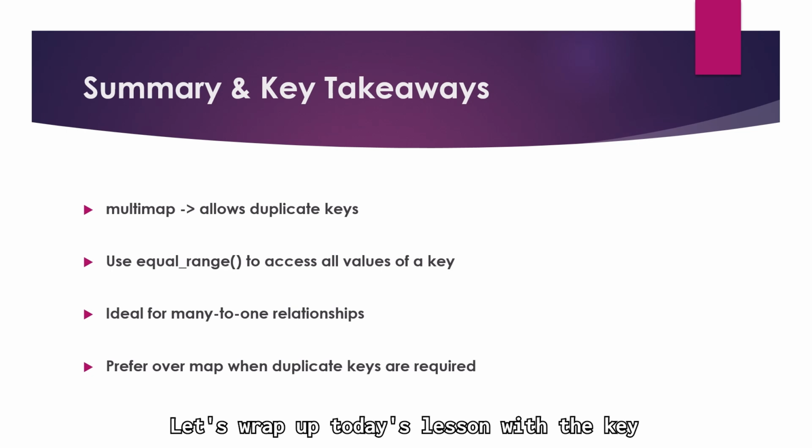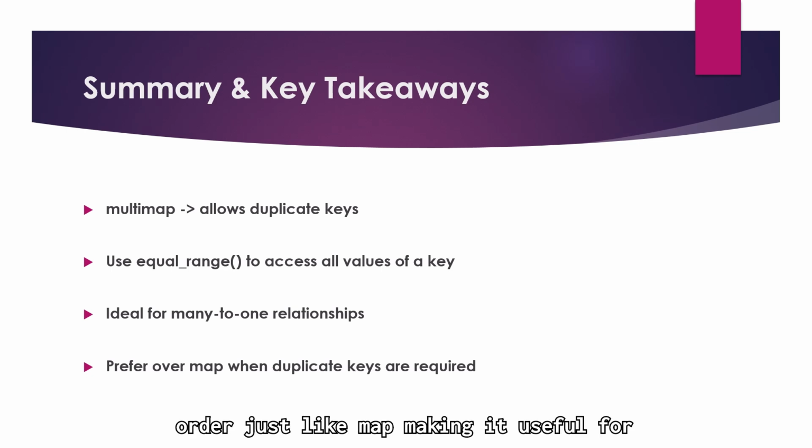Let's wrap up today's lesson with the key takeaways. Multimap is an STL container that allows multiple values for the same key. Unlike map, it does not support the bracket access operator, so we rely on find, equal_range, and related methods. Internally, it maintains sorted order, just like map, making it useful for ordered traversals. Whenever your data follows a one-to-many relationship, like multiple grades per student or multiple events per date, multimap should be your go-to choice. Choosing the right container not only makes your code more efficient, but also more intuitive to read and maintain.